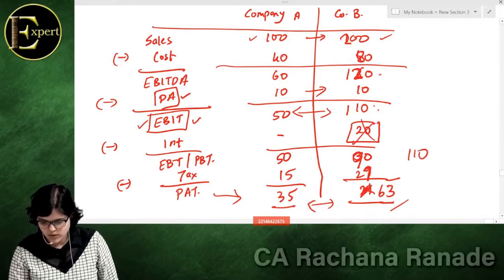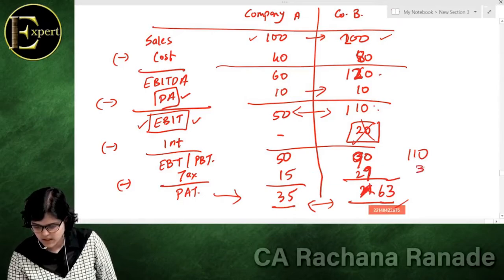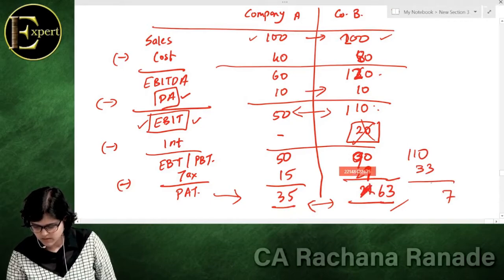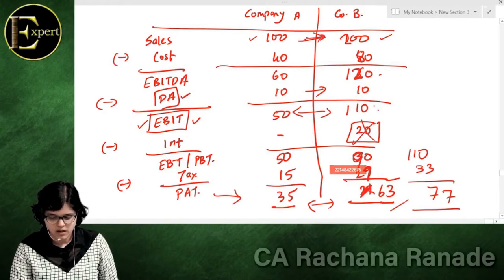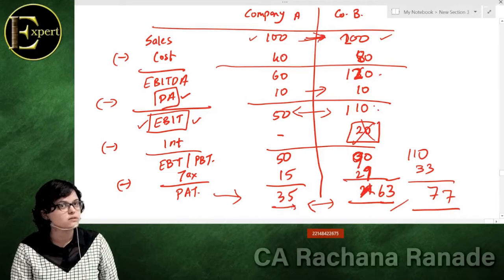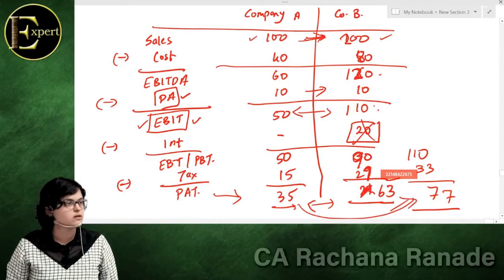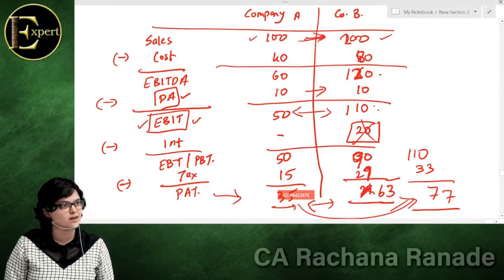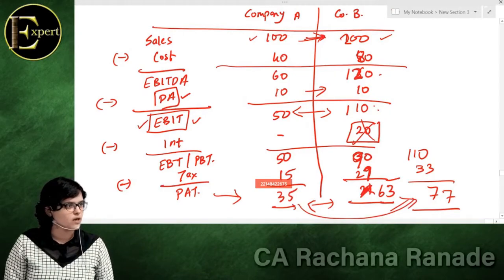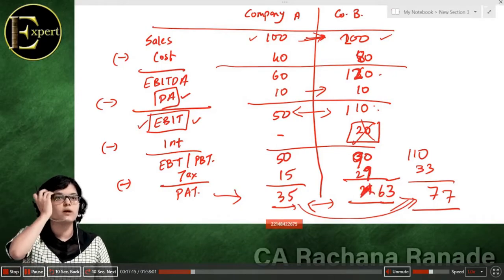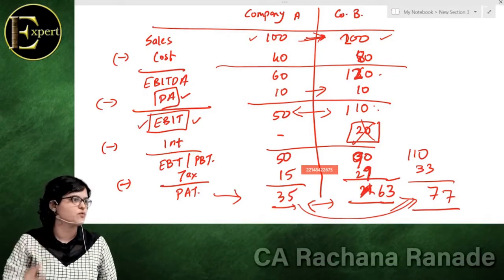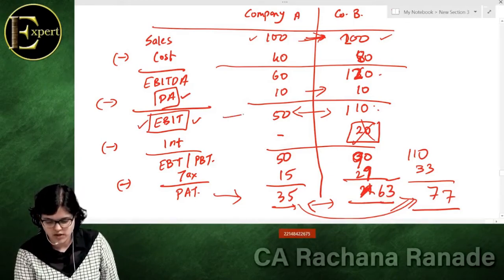This tax will be 33 roughly, na? This will be 77. And now if you again check, 100 and 200 is double, 35 doubled is 70, but this is actually 77. So don't compare PAT directly. Ideally what you should be comparing is your operating profit, and operating profit is your EBIT.